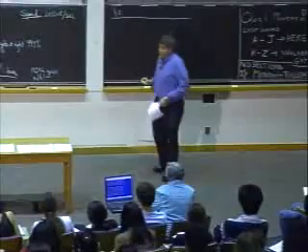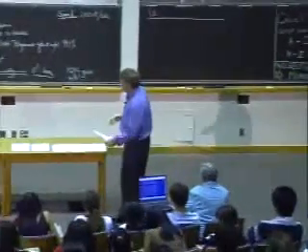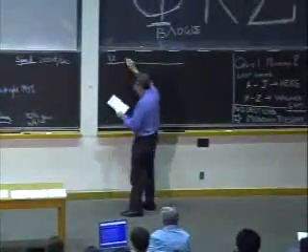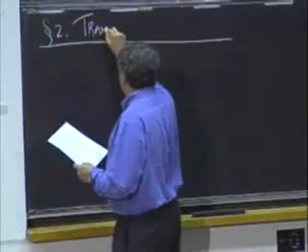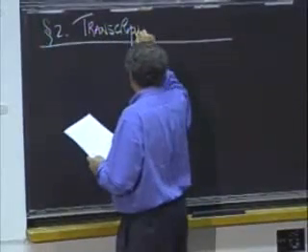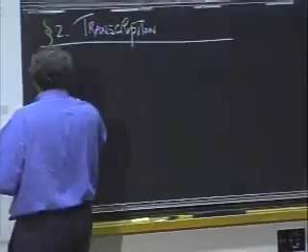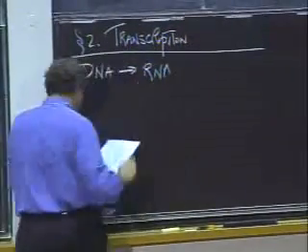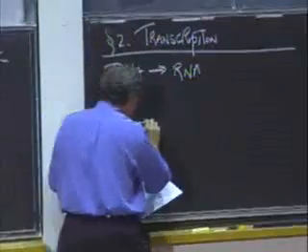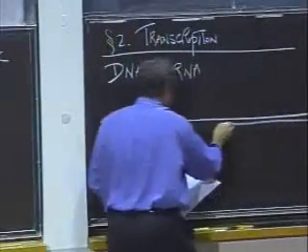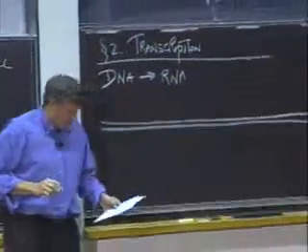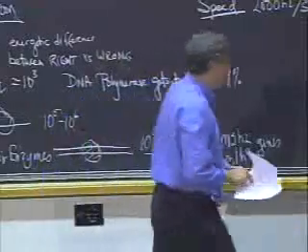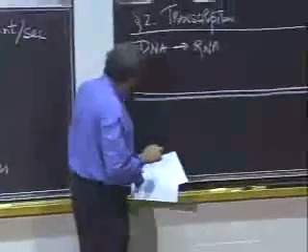So in our picture of DNA replication, in our picture of the central dogma, we've got DNA goes to DNA. Now what about this step of transcription? DNA goes to RNA. Well, we've got to copy out our DNA into an intermediate molecule called RNA, which is going to then be used as a template for protein synthesis.